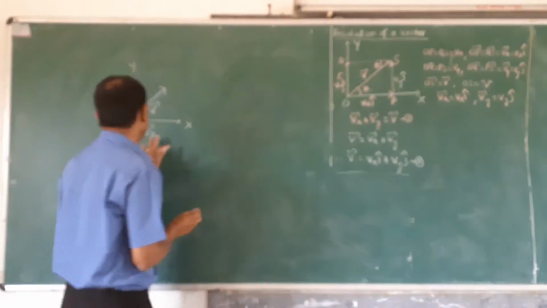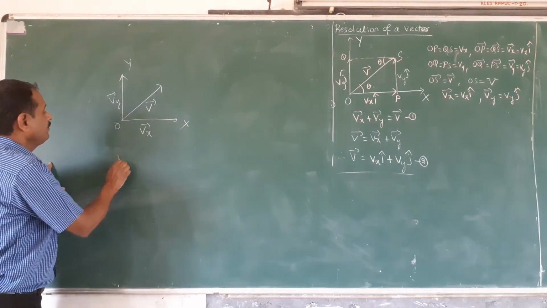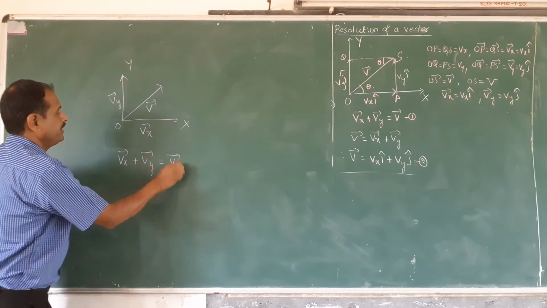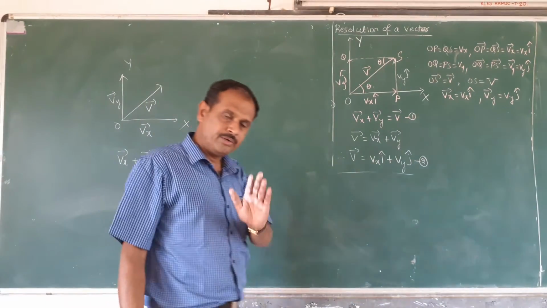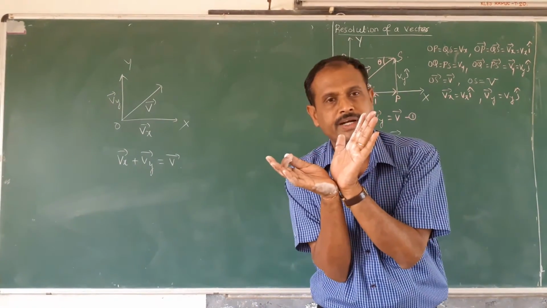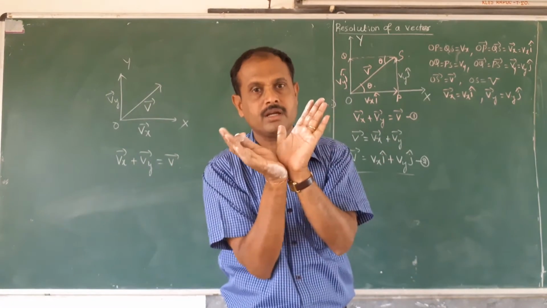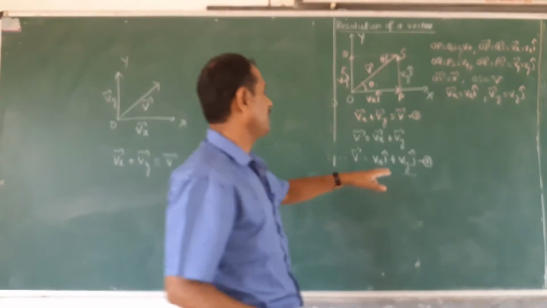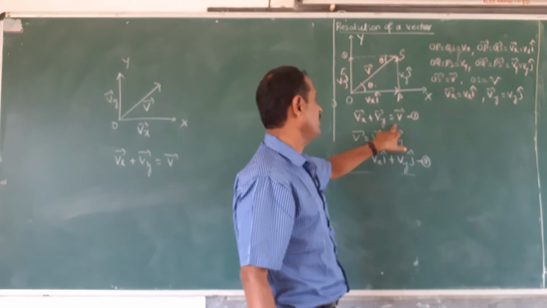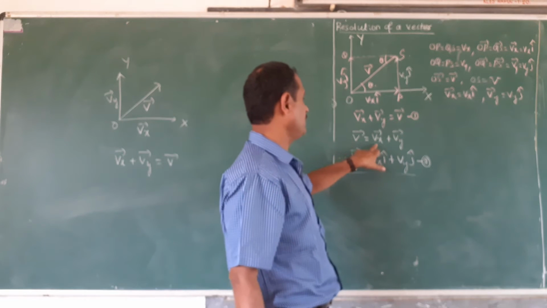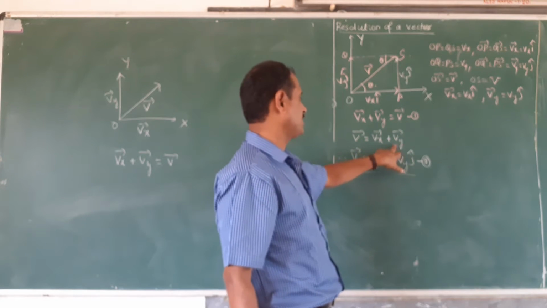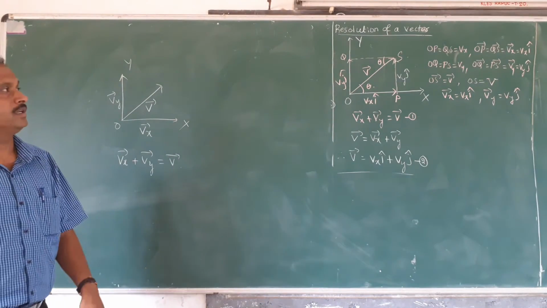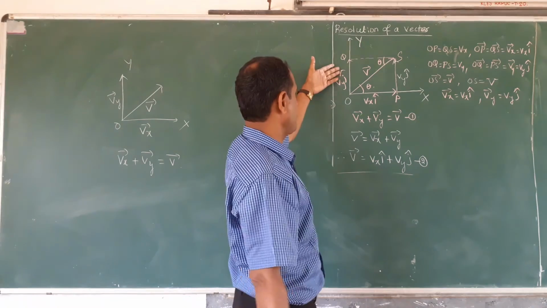Again, when you split up these two components, vector Vx plus vector Vy is equal to vector V. When we split a vector into vector components and add those two components, we get the same vector back. Vector Vx plus vector Vy is equal to vector V, or vector V is equal to vector Vx plus vector Vy. See a representation of this here.